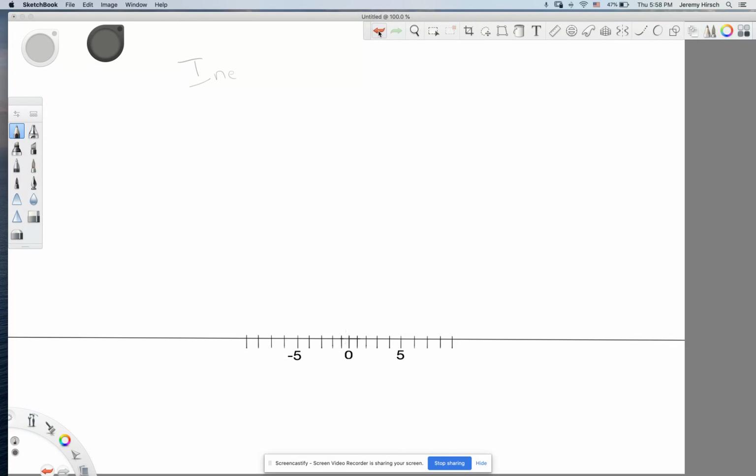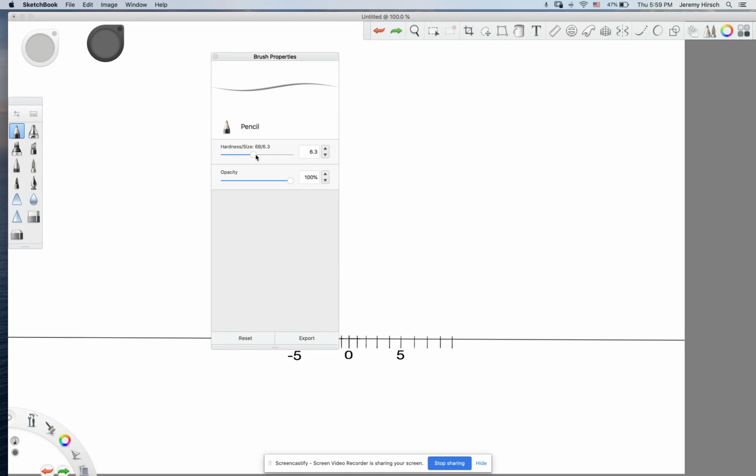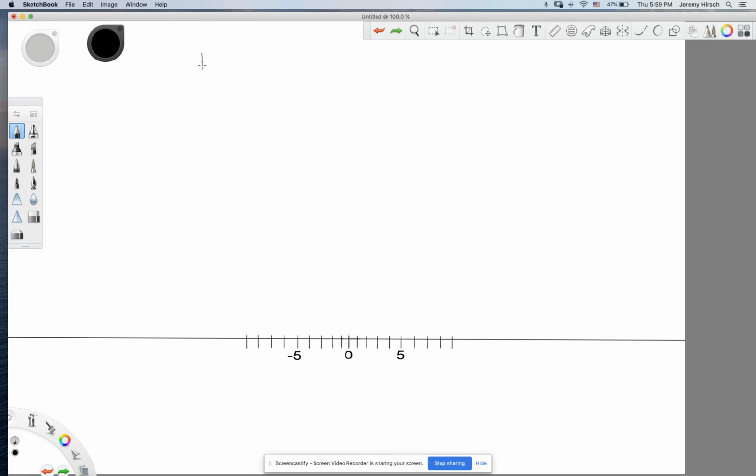Inequalities. And I don't like the way that looks, so let's go a little bit thicker on our pencil and a little bit darker. Good. So today we're going to take some notes on inequalities.